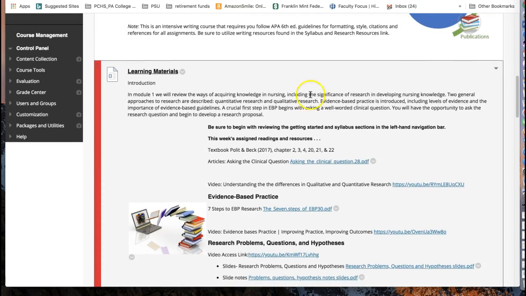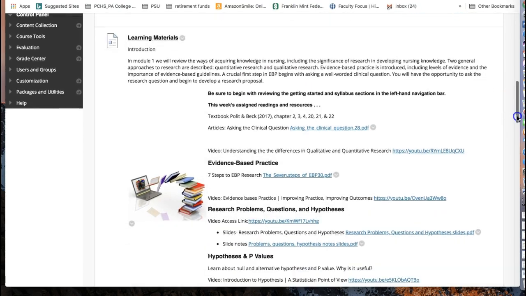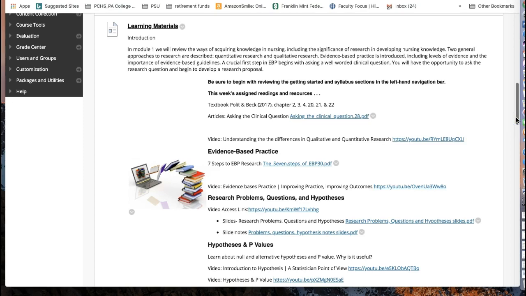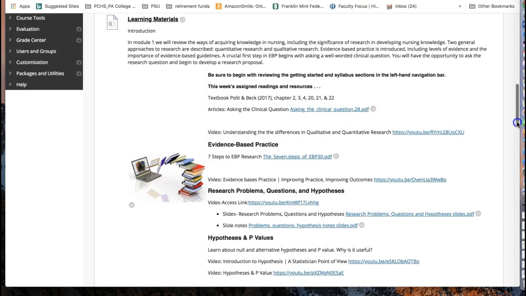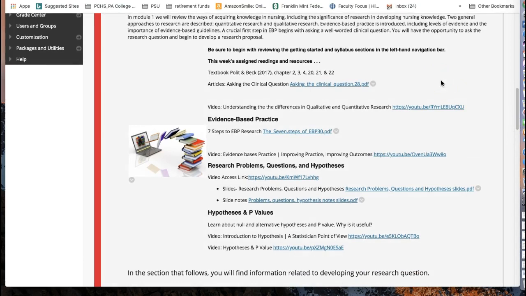Your learning materials will be focused on all things related to this first step. As you can see, here's your textbook readings, and I urge you to go through the text. It's a fabulous text. One note about the text.